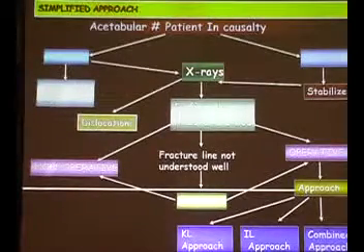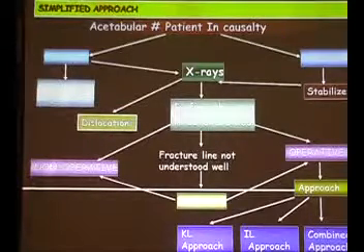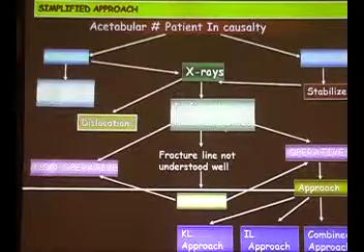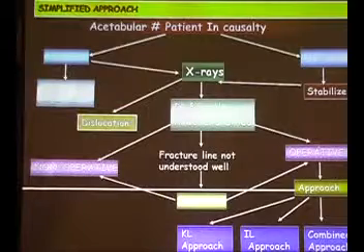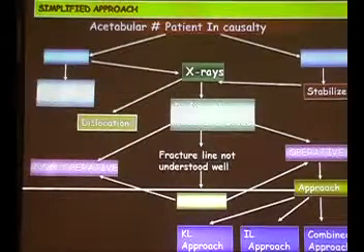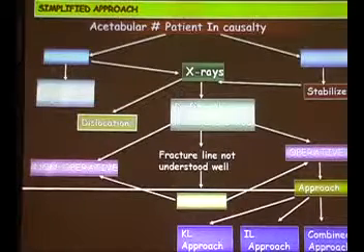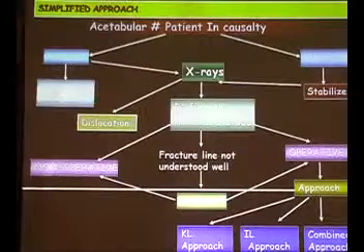Once you see the X-rays, you first find out whether there is dislocation. You have to reduce the dislocation. If there is no dislocation, then you have to define the fracture lines. After defining the fracture lines, you decide whether operative or non-operative. And if it is operative, which approach we should take: Kocher-Langenbeck, ilioinguinal, or combined. So we will see these fracture lines.